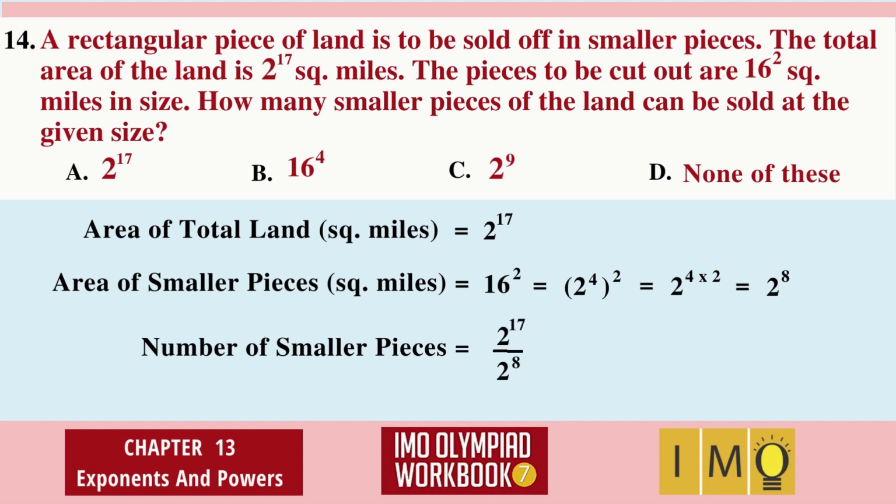So 2 to the power of 17 by 2 to the power of 8. That simplifies to 2 to the power of 17 minus 8, which is 2 to the power of 9. So our right option is option C.